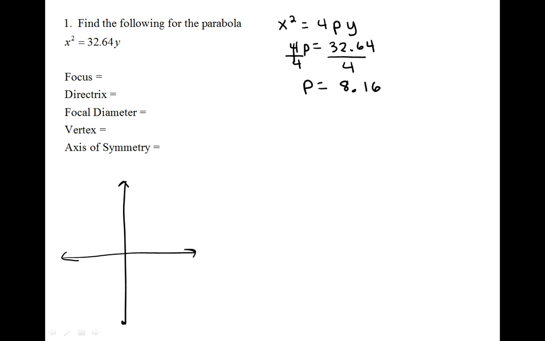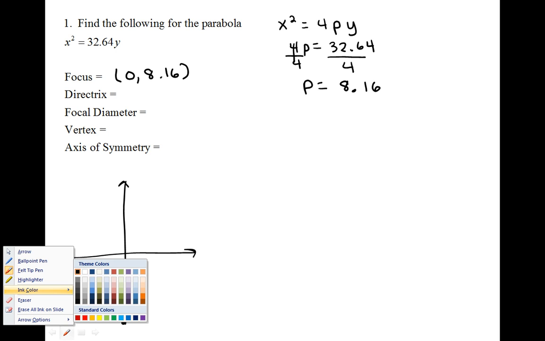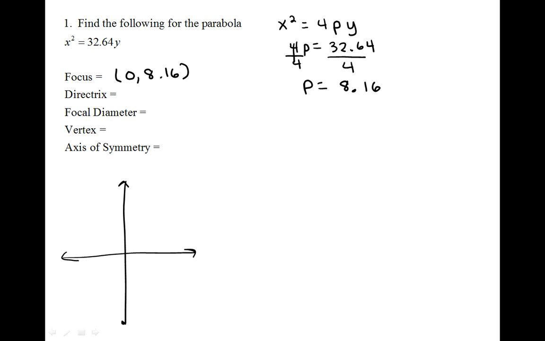So your focus is going to be at (0, p), which is (0, 8.16). Now your directrix is going to be, I really want to get a different color here again. Let me go ahead and get blue. If I was putting my focus on here, I'll just say it's this point here. We would say that that would be the point (0, 8.16). Your directrix is going to be over here, and that's just going to be this line here.